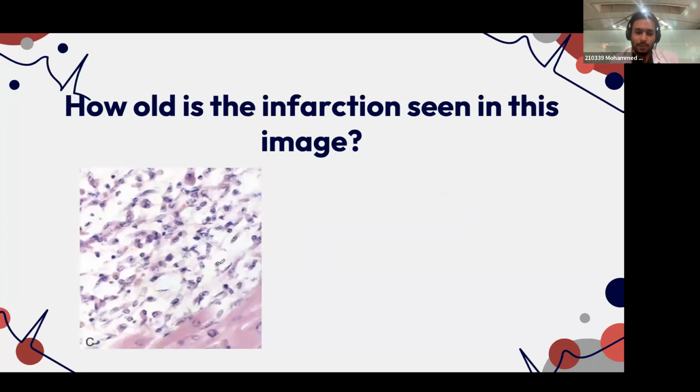Now, can someone tell me what happens here? How old is this one? Good, excellent. It is specifically 7 to 10, as you guys mentioned in the chat. Now, what finding do you see? What cells are accumulating here?